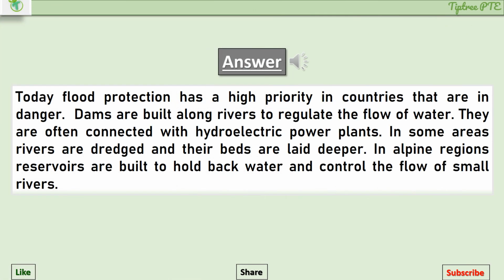Today, flood protection has a high priority in countries that are in danger. Dams are built along rivers to regulate the flow of water. They are often connected with hydroelectric power plants. In some areas, rivers are dredged and their beds are laid deeper. In alpine regions, reservoirs are built to hold back water and control the flow of small rivers.